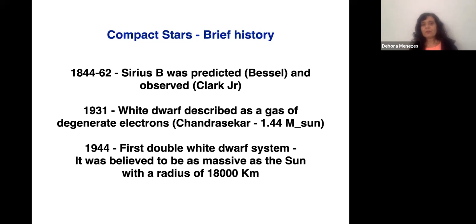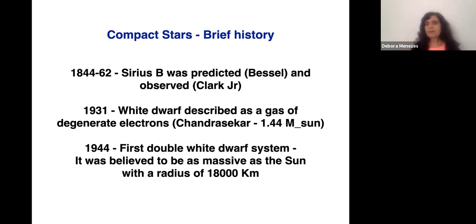Then in 1944, the first double white dwarf system was observed. So it was a binary system. Normally in binary systems, the stars keep going around each other. They circulate around each other. And it was believed that binary systems are very convenient for measurements of masses of the compact objects.